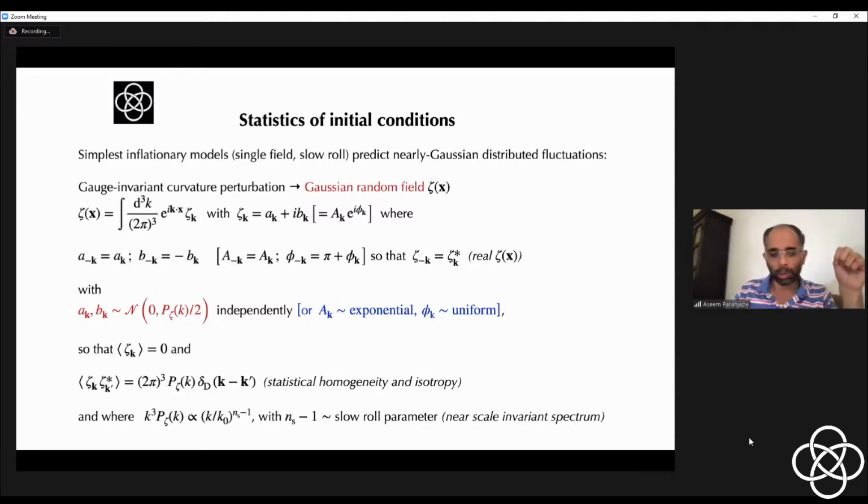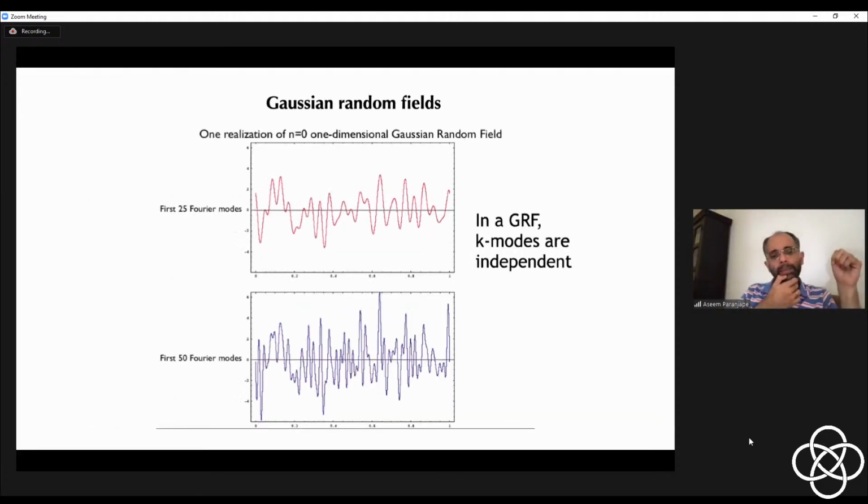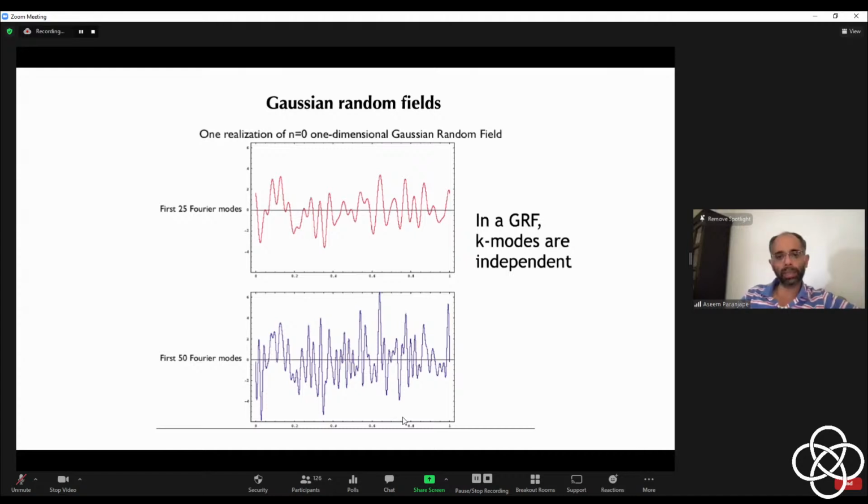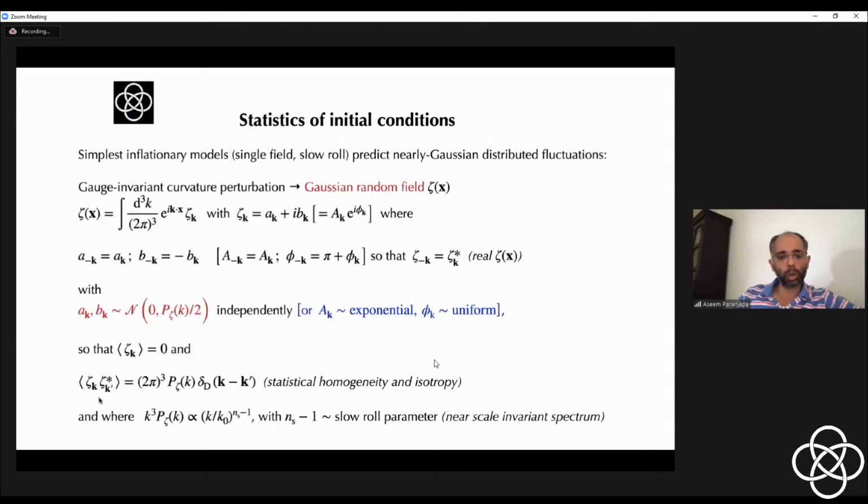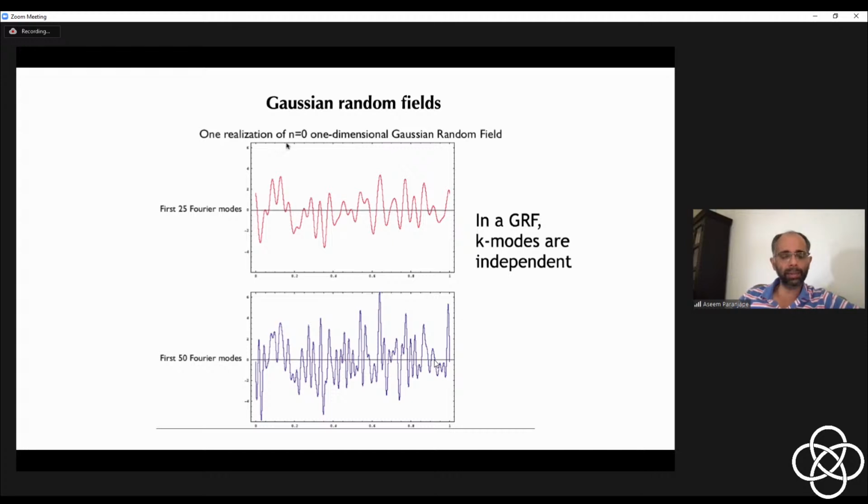Okay, so I'm already over time. So let me just briefly give you a visual demonstration of what a Gaussian random field looks like. The next couple of slides are stolen from Ravi Sheth's lectures from ICTS. I will give you a reference to those in a bit. So here is a Gaussian random field in one dimension in which a particular choice was made for the value of this ns. Okay, so don't worry about what this n is. It is related to that ns, but basically a particular choice was made here. And what is shown here is what happens.